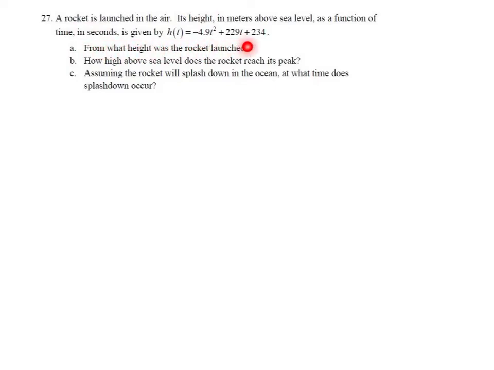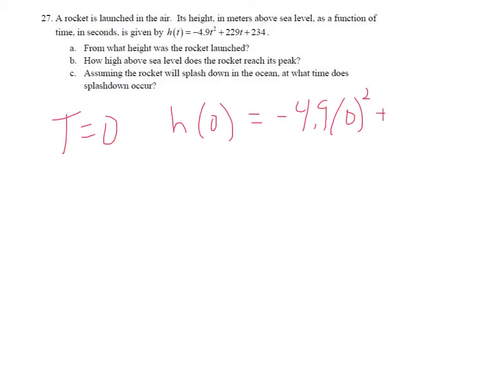Well, when it was launched, that's when t equals 0. So basically we're finding h of 0. That means I'm going to replace t with 0. And I'm hoping you're seeing that when t is 0, these other terms just cancel out, and what's left is the 234. So that tells me, for problem A, the rocket was launched at 234 feet, or meters.